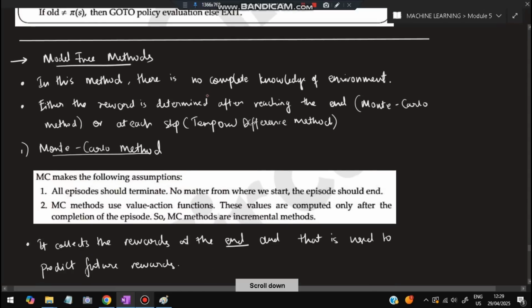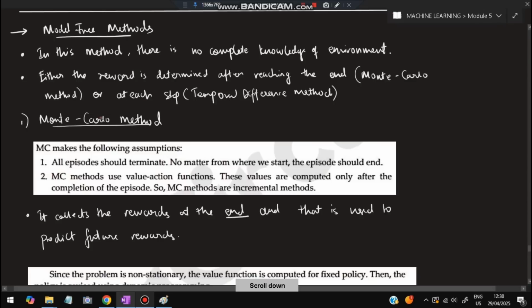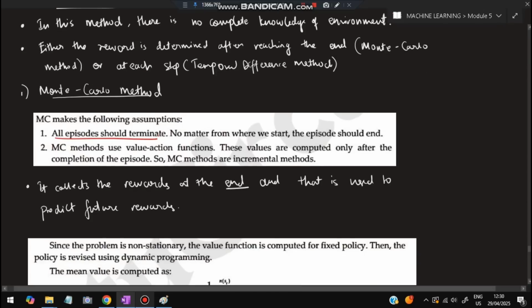Next is model free methods. In the model free method, there is no complete knowledge of the environment. Either the reward is determined after reaching the end or at each step. If we get the reward after reaching the end, it is the Monte Carlo method. If we are able to get the reward at each step, it is the temporal difference method. So in the Monte Carlo method, all episodes should terminate. Episode means action. No matter from where we start, the episode should end, meaning a path, whichever is going, that should end.